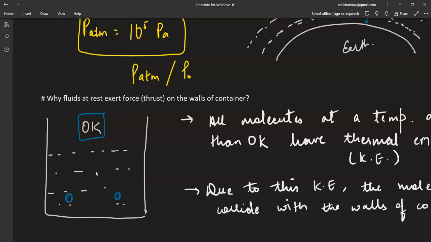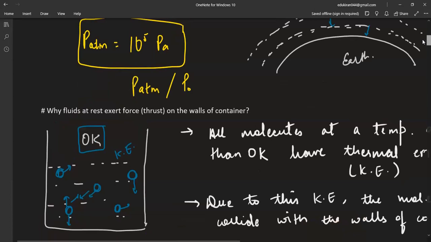All these molecules which are present have thermal energy with them. Their thermal energy basically is the kinetic energy in our system. Because of the vibration of all these particles, kinetic energy is produced within them. Once kinetic energy is achieved in your system, the particles will move. Due to this kinetic energy, the molecules collide among themselves and with the walls of the container. That's why a pressure is being exerted. Force is applied, and force per unit area is what we call pressure.